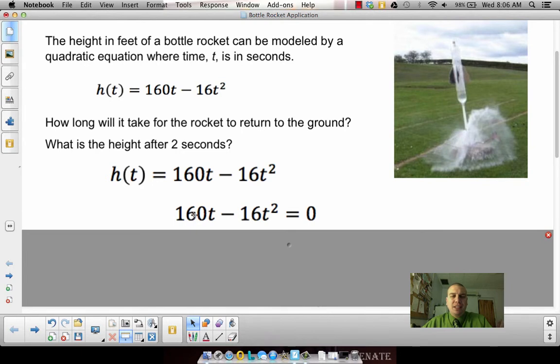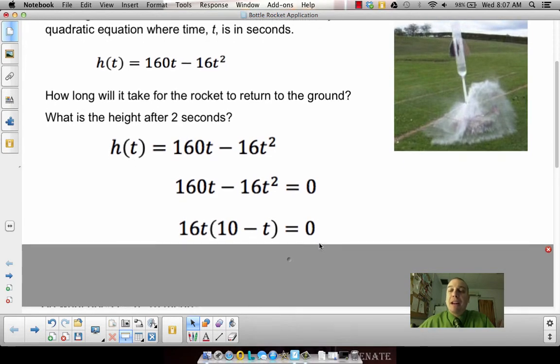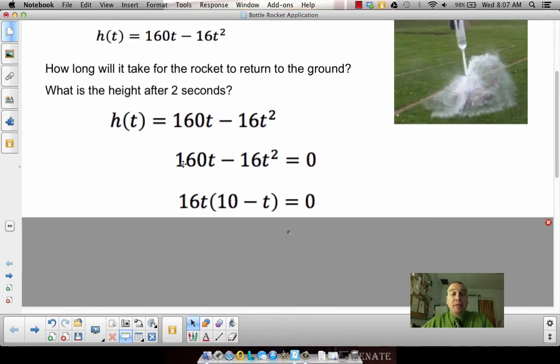Now I got to look at this. Is there a common factor between these two things? Yeah. You got 160 and 16, so that's 16. I've got a t here and a t squared here. So I can factor out a 16t. What do I mean by factor out a 16t? It means that I divide this by 16t, I get 10. I divide this by 16t, I get negative t.